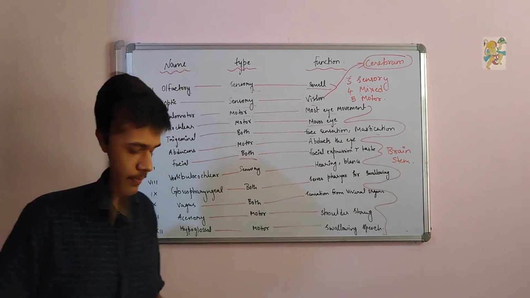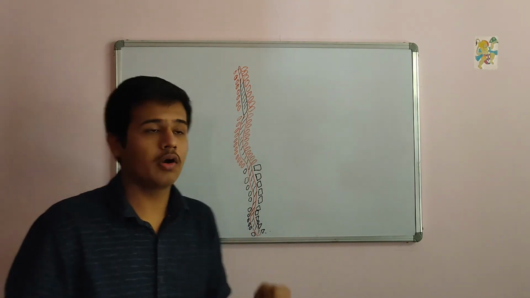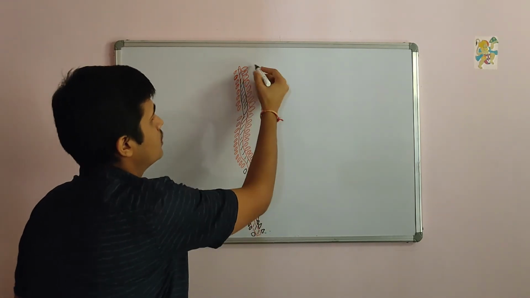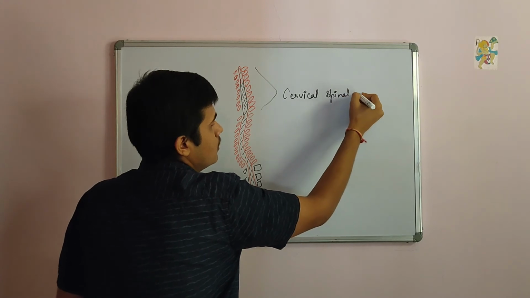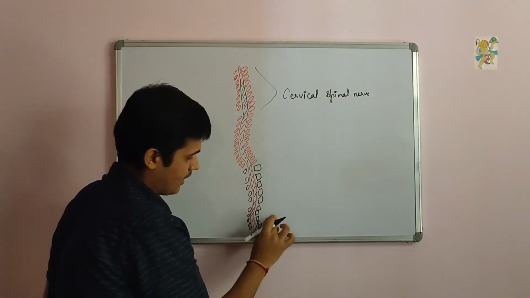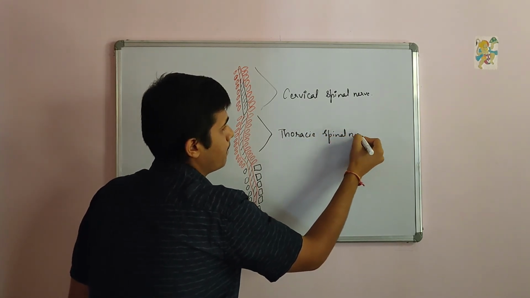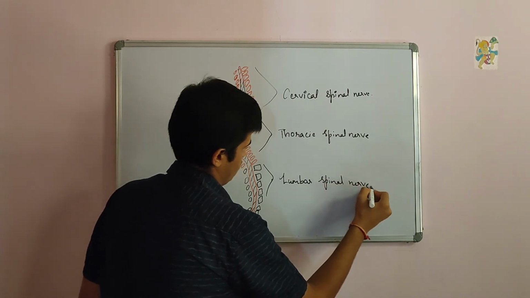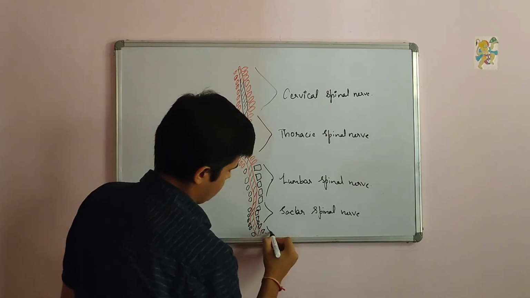Now let's move on to the spinal nerves. Imagine this is spinal cord. The spinal nerves are named and grouped according to the vertebrae with which they are associated. Like the spinal nerve coming from the neck region, or the cervical region, is the cervical spinal nerve. Likewise, the nerves coming from the thoracic region are thoracic spinal nerves, from lumbar region, lumbar spinal nerves, then sacral spinal nerves and coccygeal spinal nerves.